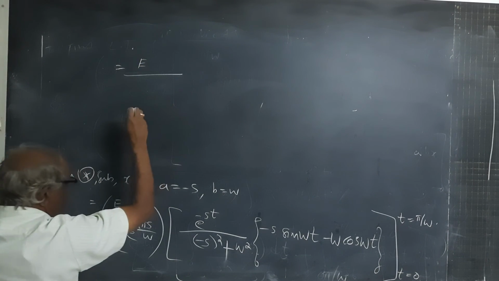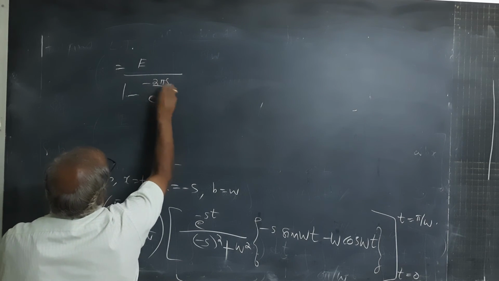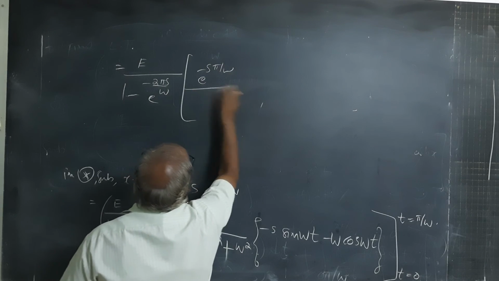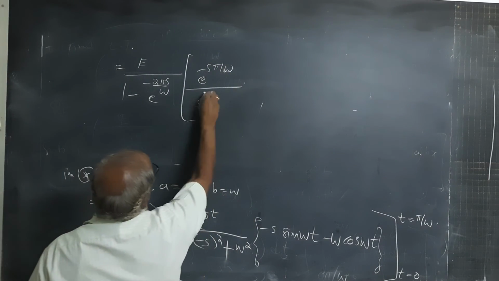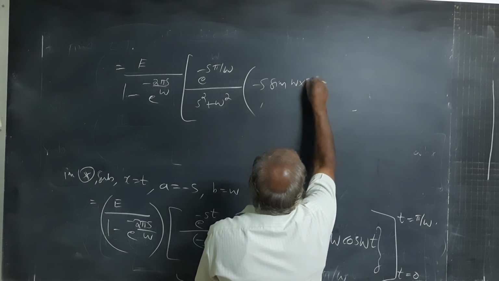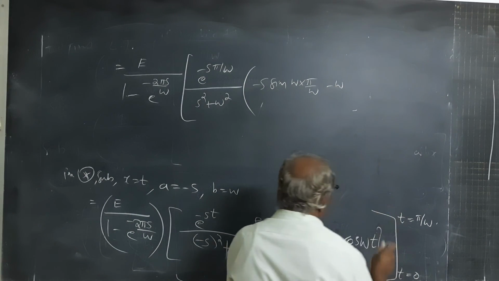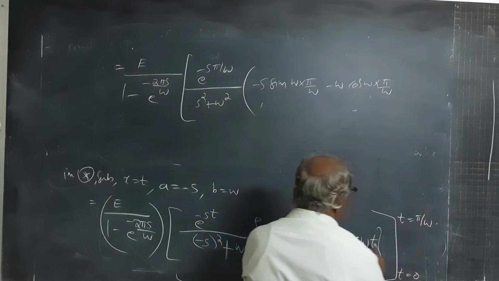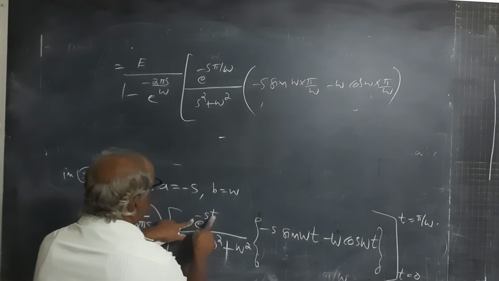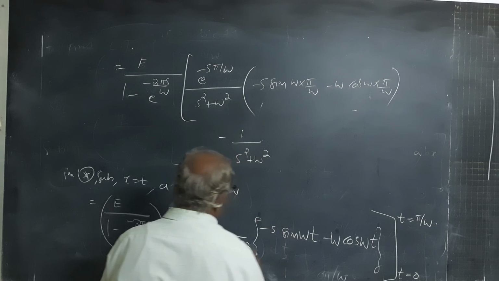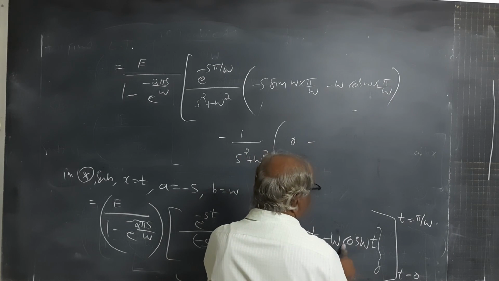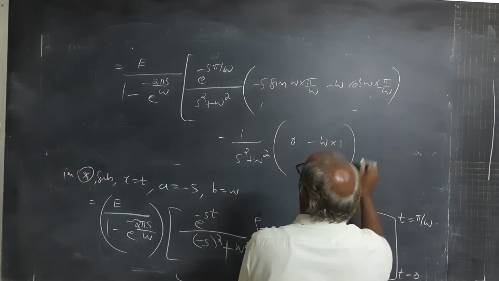capital E divided by 1 minus e to the power minus 2 pi s by omega into, now t is equal to pi by omega: e to the power minus s into pi by omega divided by s squared plus omega squared into minus s into sin omega into pi by omega, omega into pi by omega, sin pi value is 0, minus omega into cos omega into pi by omega, omega cancels, cos pi, minus 1, minus, now put t is equal to 0: e to the power minus s0, that is 1, divided by s squared plus omega squared into, when I put t is equal to 0, sin omega 0 is 0, into this 0, minus omega into cos omega 0, that is 1. So this is what you are having.